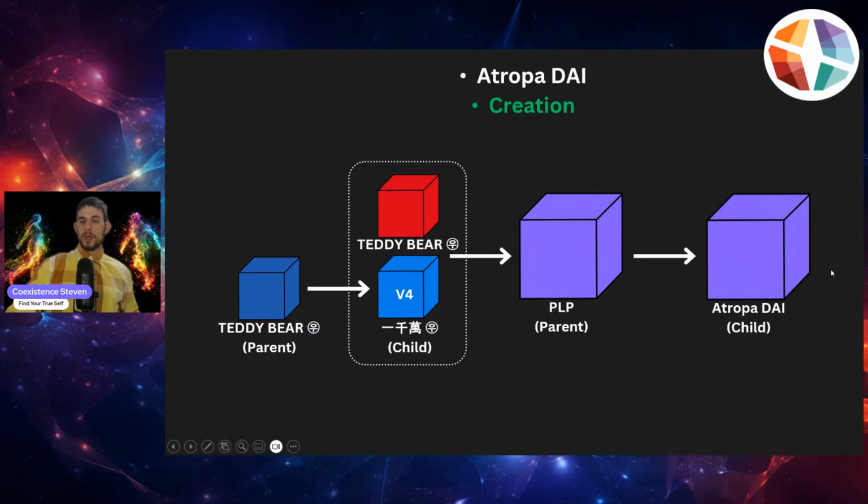So it creates a PLP, and then the Atropa DAI needs this parent to mint the Atropa DAI. So in other words, you need to have first teddy bear, then you need to have this, then you need to create a PLP, then you need to mint the Atropa DAI. So it's a little bit complicated, but also not really. It's just a series of steps.